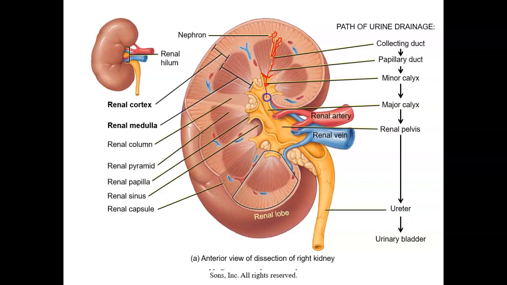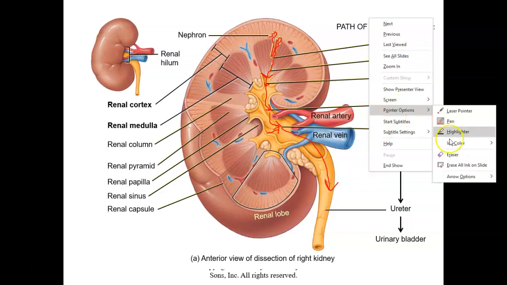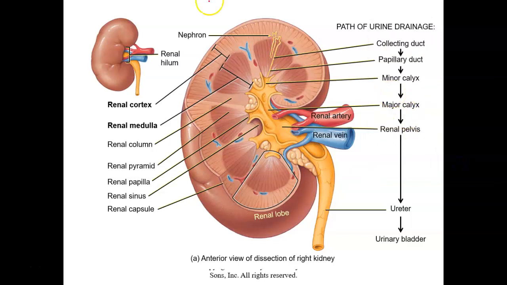From the minor calyce into the major calyce. All the major calyces dump into the renal pelvis. The renal pelvis then feeds down into the ureter. So on and so forth. Alright, cool. So you can see, now we've talked about here, down. The collecting duct gets a little bit more involved when we look at a much more microscopic scale.